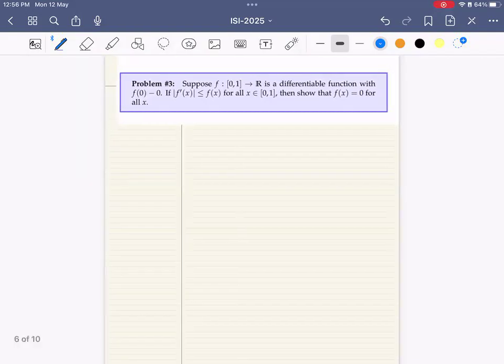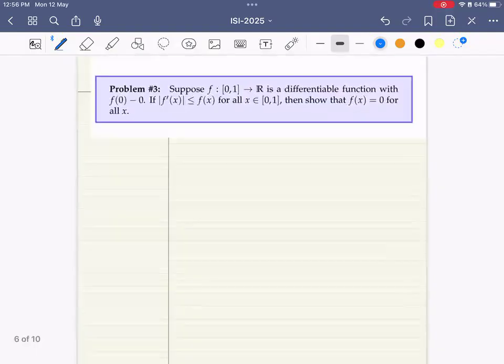We begin with the third problem, which says: suppose that f is a differentiable function with f of 0 equal to 0, and if the modulus of f dash x is less than or equal to f of x for all x, then show that f is 0.